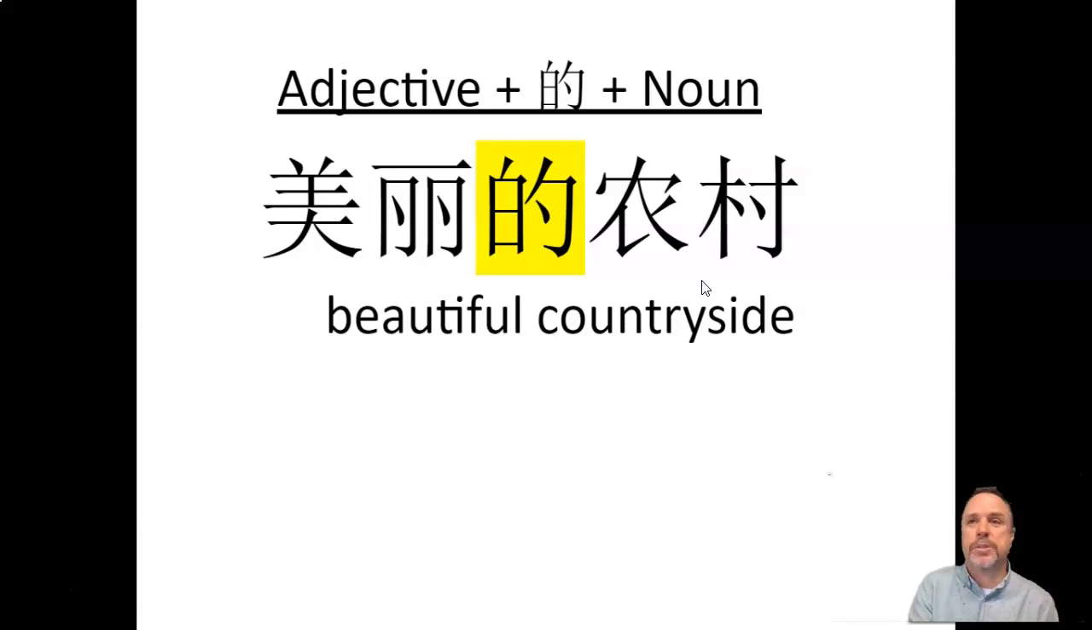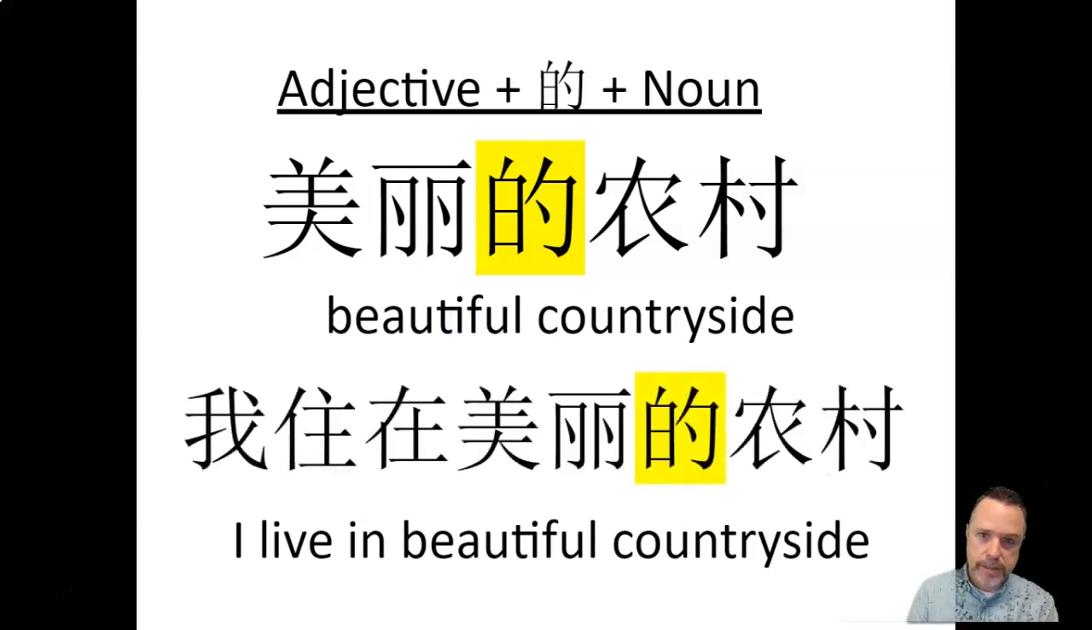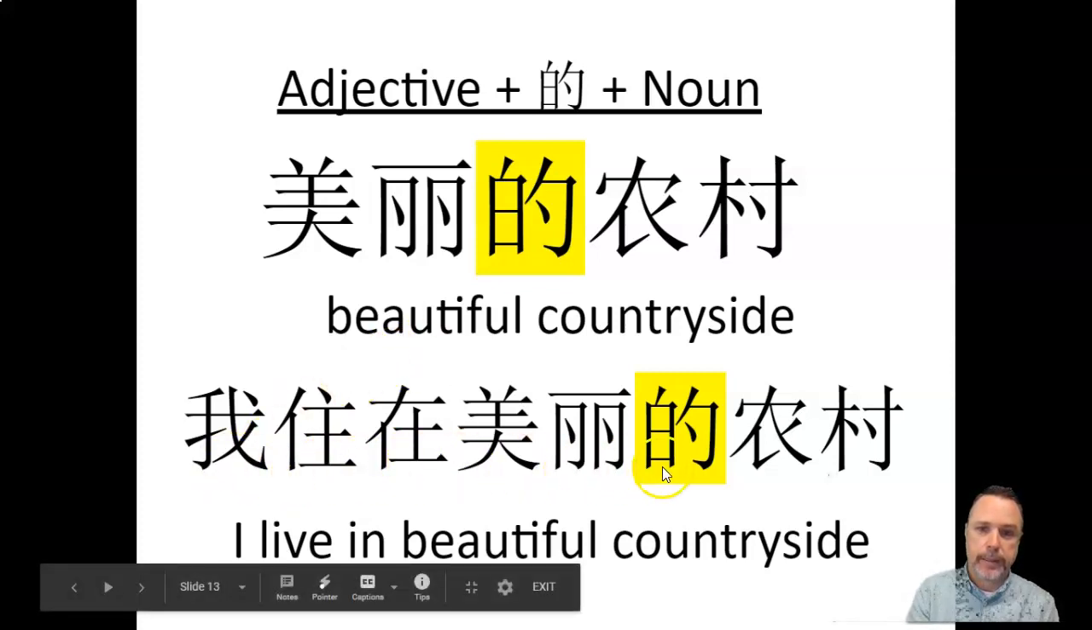All right, if you want to talk about beautiful seaside, 美丽的海边. Again, you'd need the "的" because our adjective is 2 characters long. If you want to talk about a beautiful city, 美丽的城市. Okay, we just need the "的" there. Why? Well, because. So if we want to make the sentence, I live in beautiful countryside, how do we do that? Well, we use the structure that we just learned. And the sentence looks like that. 我住在美丽的农村. I live in beautiful countryside. That's our sentence.